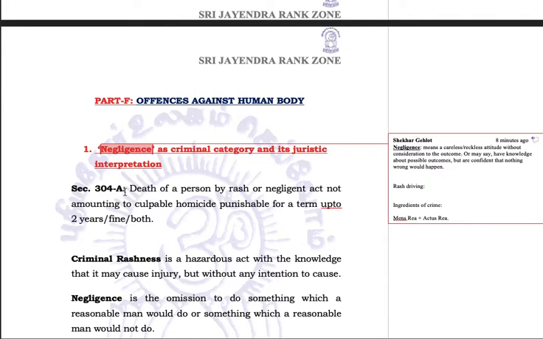Section 304A is the section which deals with the negligence part. Death of a person by rash or negligent act, not amounting to culpable homicide, is punishable with imprisonment for a term up to 2 years, or fine, or both.